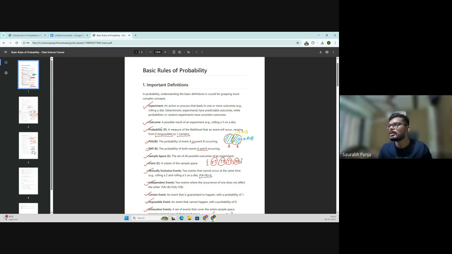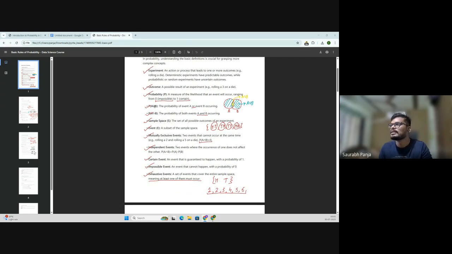Okay, there's an experiment outcome. Probability is a measure of the likelihood that an event will occur, ranging from zero, an impossible event that is not going to occur, to one, an event that is certain, definitely going to occur. Then there is the probability of event A or B occurring. Now there are two events that are occurring. If you want to do a union, then there is an A or B event occurring. The probability of event A and event B occurring together, both events occurring, that is an intersection.